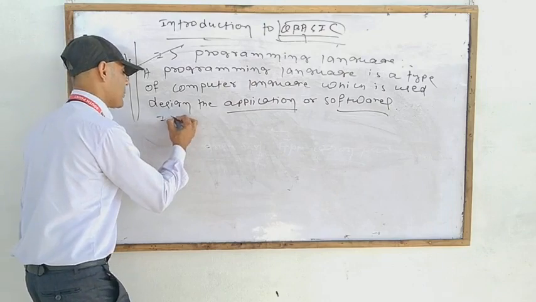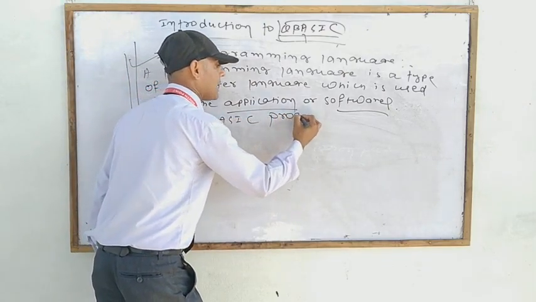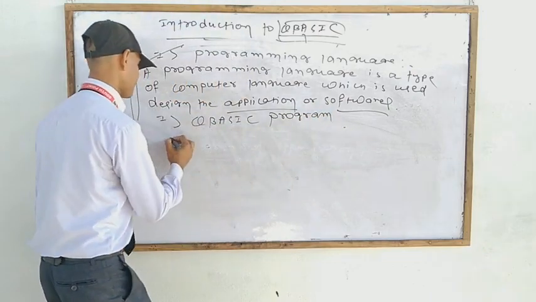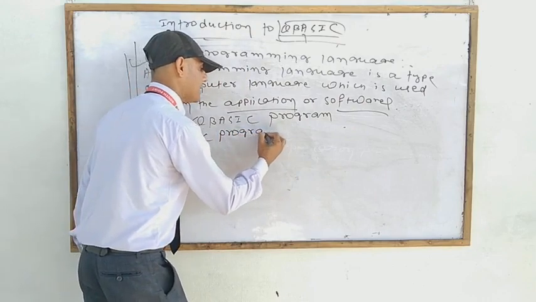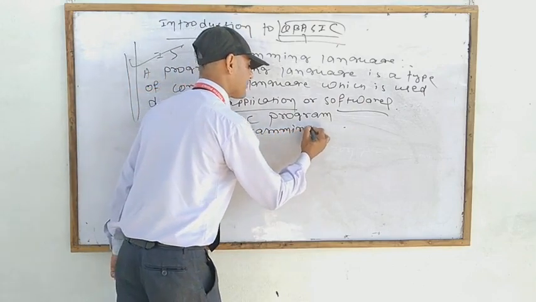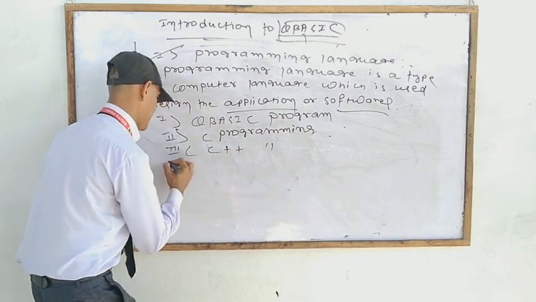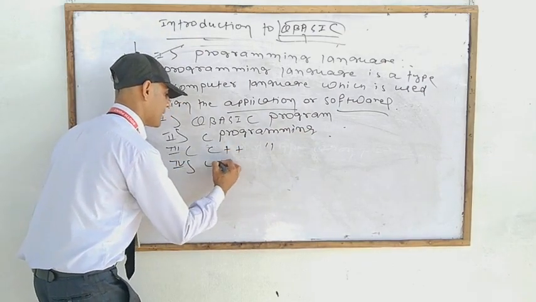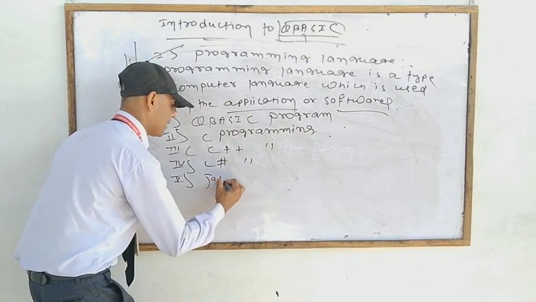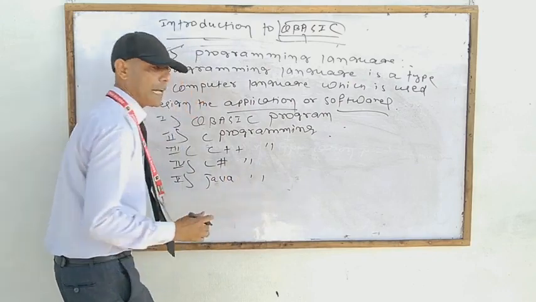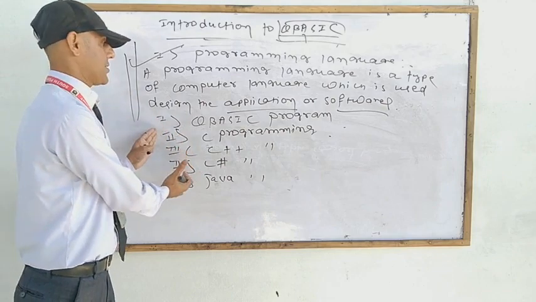Like the simple QBasic program. QBasic is a type of programming language. C programming is an example of programming language. C++ programming is a programming language. After that Visual Basic, and Java is a programming language. Many programming languages are used to design the softwares or applications.